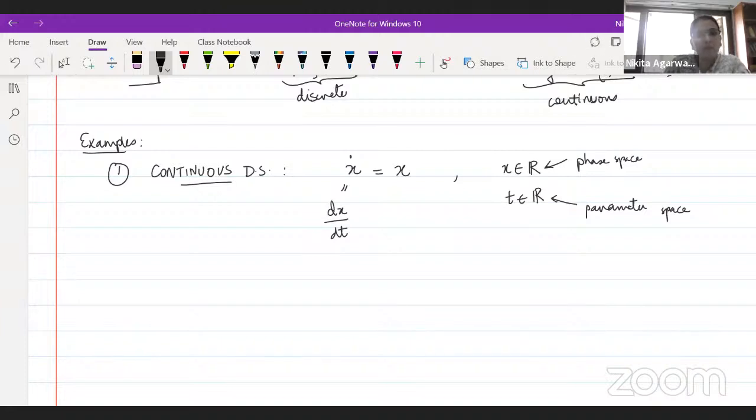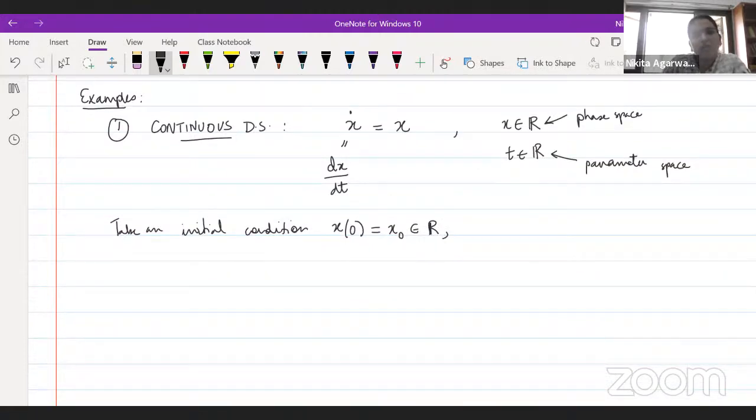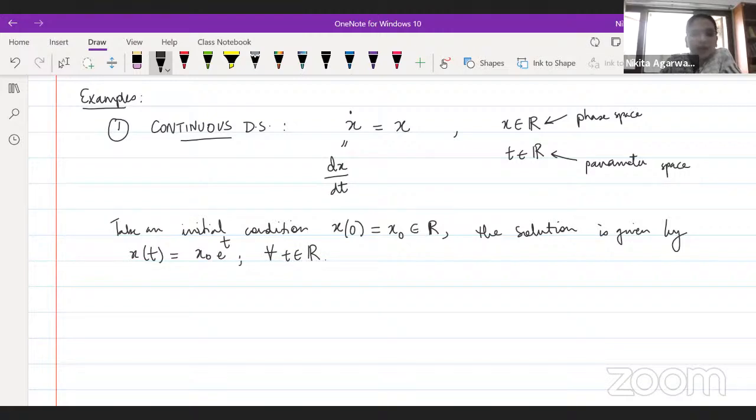All of you know that given this ordinary differential equation and an initial condition, so assume that at time t equal to 0 you are at the point x naught in R, there is a unique solution, and the solution is given by x(t) equal to x naught e to the t. And this solution is defined for all time t in R.